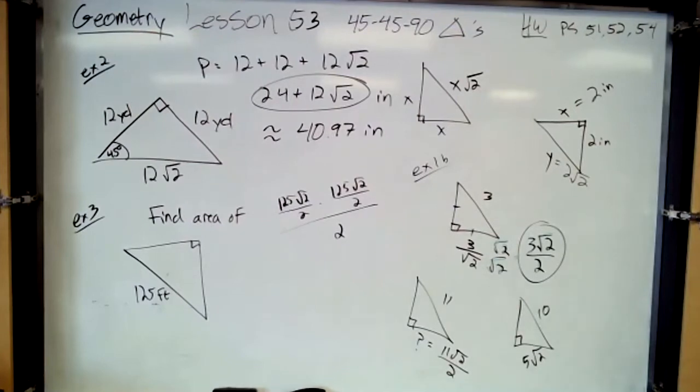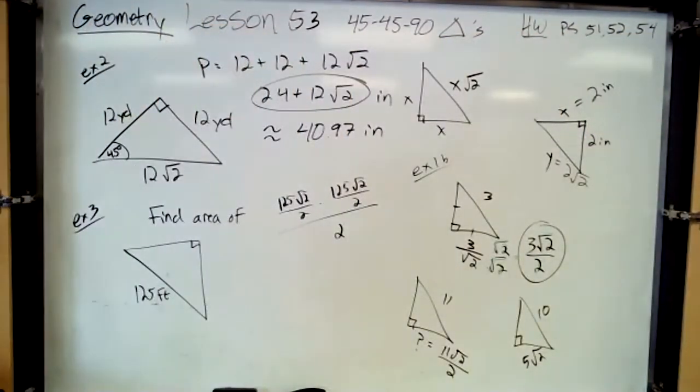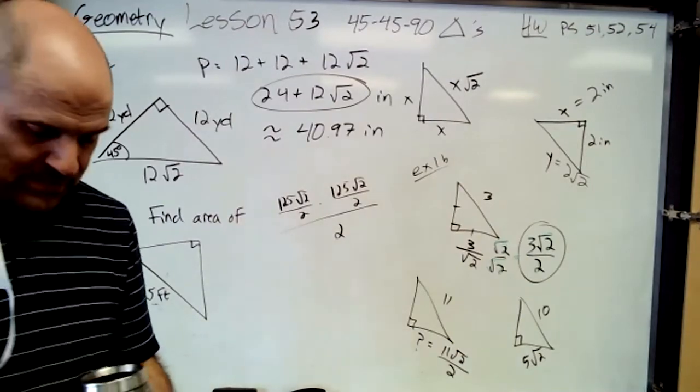So it's 125 times radical 2. 1.414. I feel like this is still too low. I got 176.75. Okay, times 176.75 divided... So you're finding the area, not the perimeter.